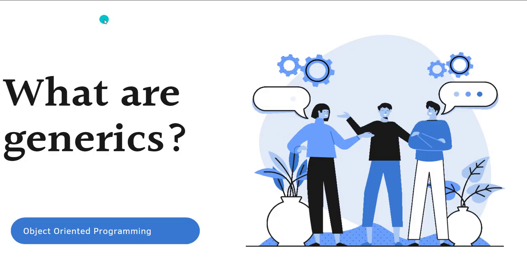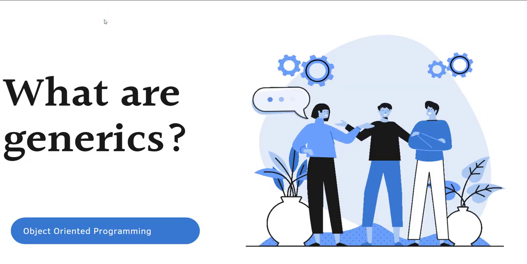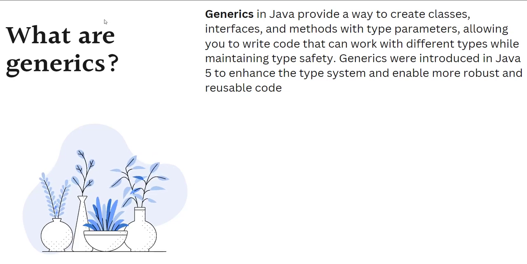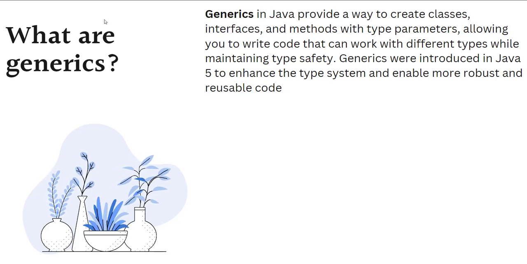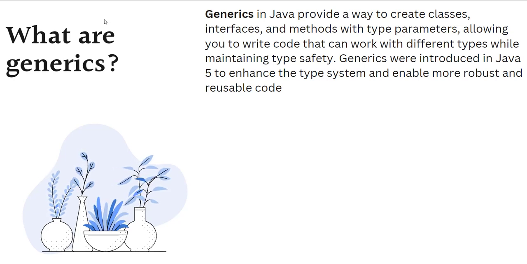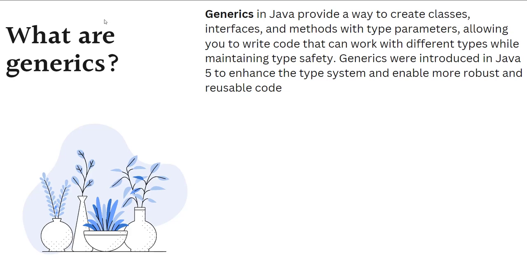Hey guys, now it's time to start a discussion about generics. So what are generics? Generics in Java provide a way to create classes, interfaces and methods with type parameters, allowing you to write code that can work with different types while maintaining type safety. Generics were introduced in Java 5 to enhance the type system and enable more robust and reusable code.